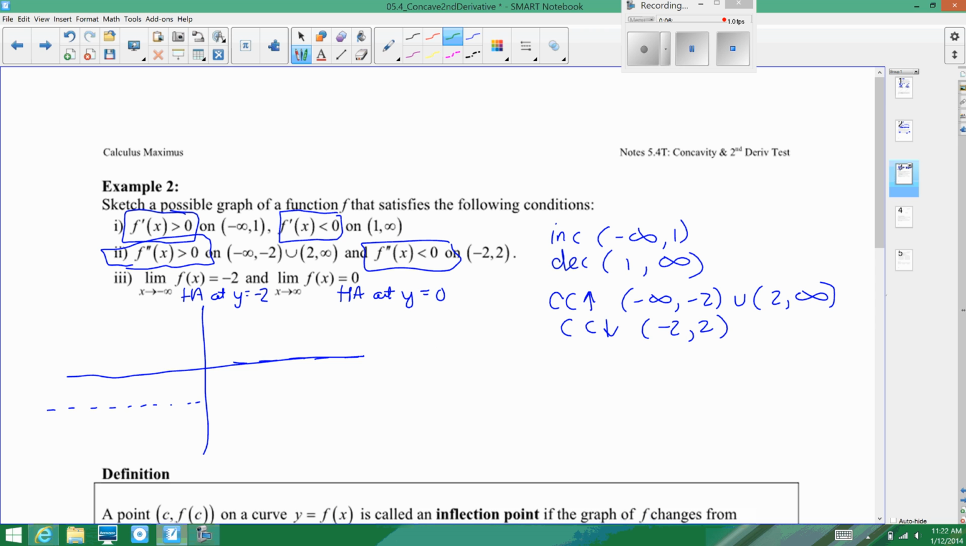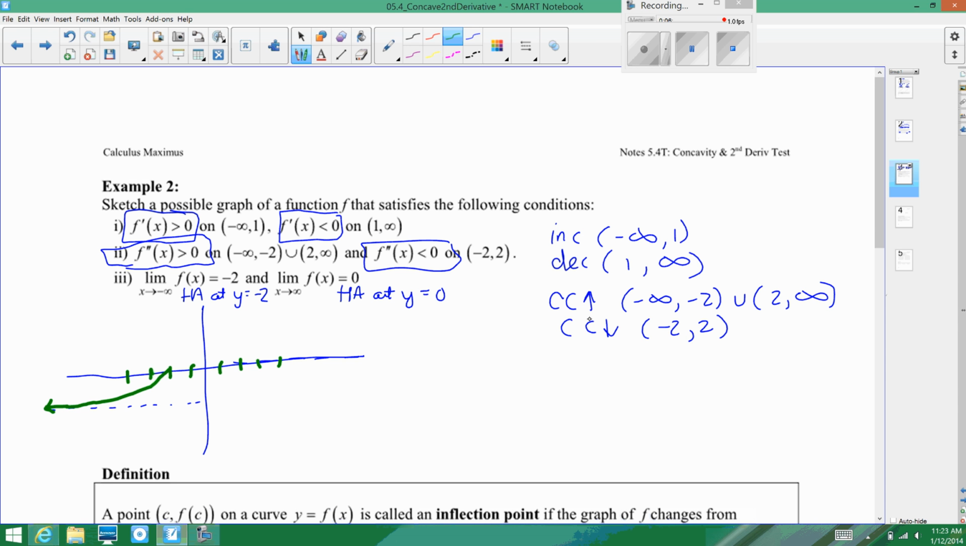So we want our function to be increasing. Put some values here. 1, 2, 3, 4. 1, 2, 3, 4. Good enough. All right, so we're going to be hugging this line, but we're going to be increasing all the way up until 1. And we're increasing concave up until negative 2. All right, so it could look something like this. All right, we're increasing, right, and concave up.